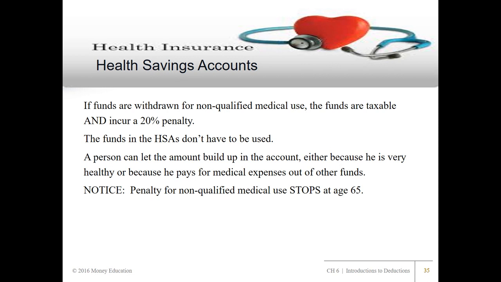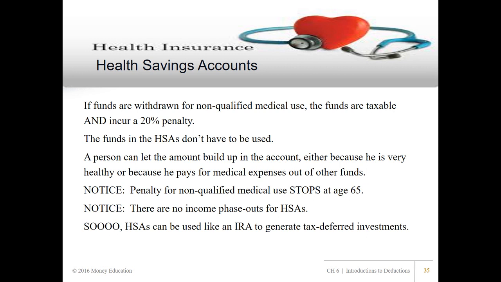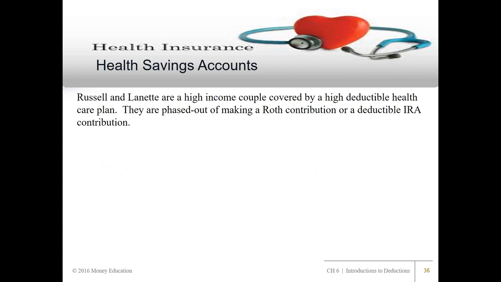Now, why do this? The penalty for this non-qualified medical use stops at age 65. So once your clients hit age 65, they can get at that money with no penalty. And there are no income phase outs for HSAs. So HSAs can be used like an IRA to generate tax-deferred investments.